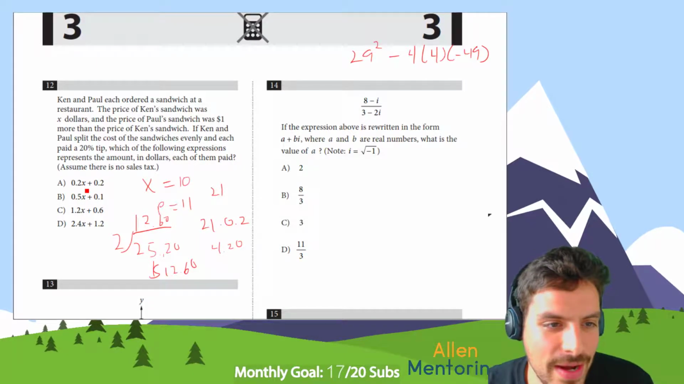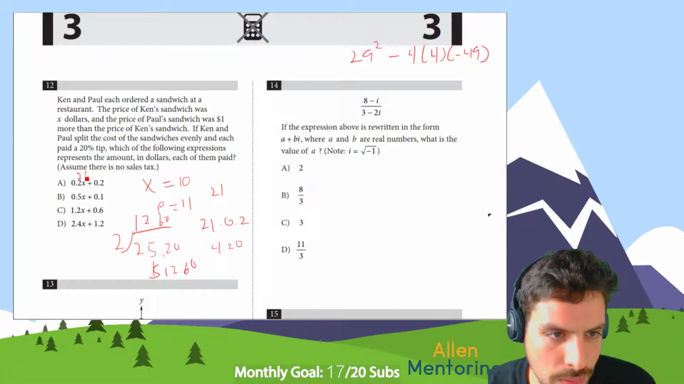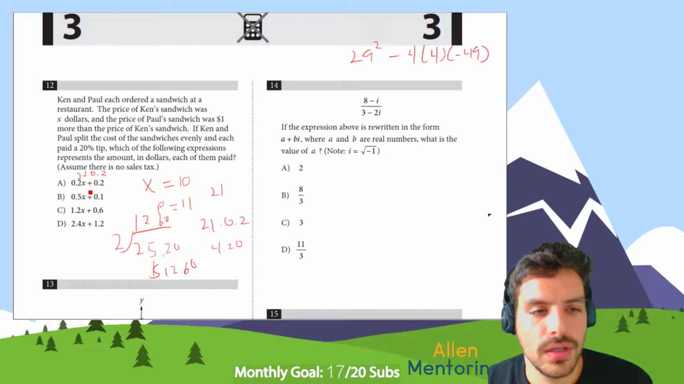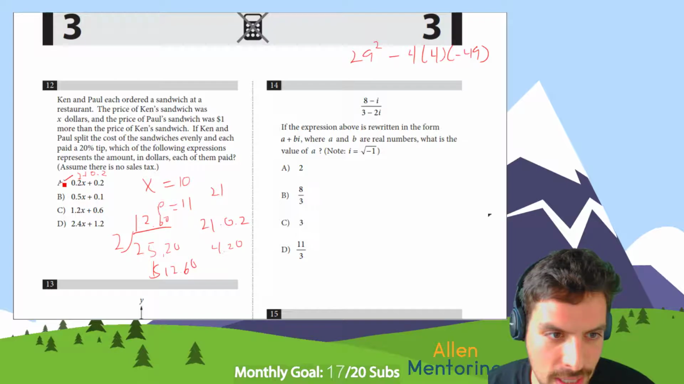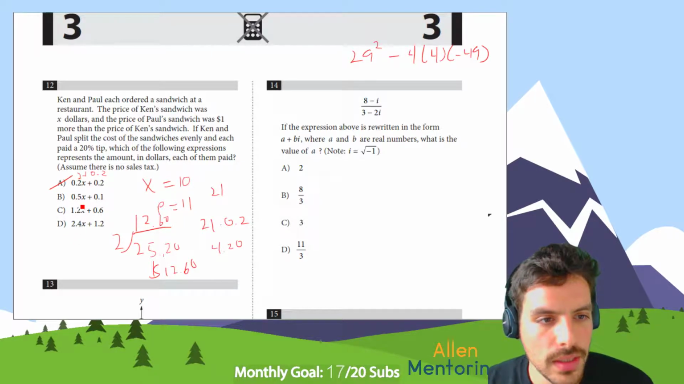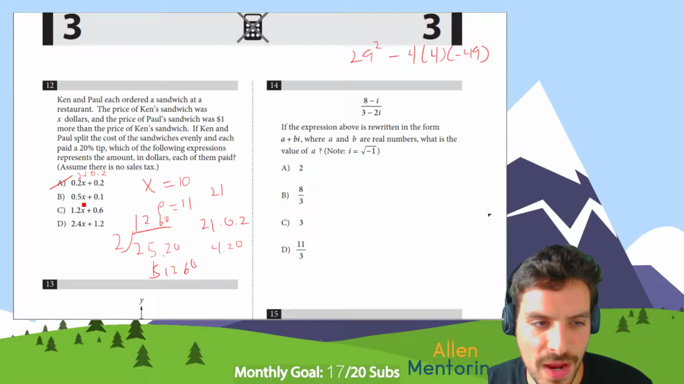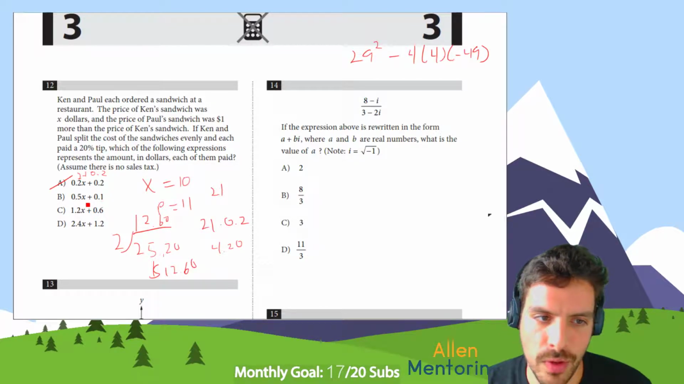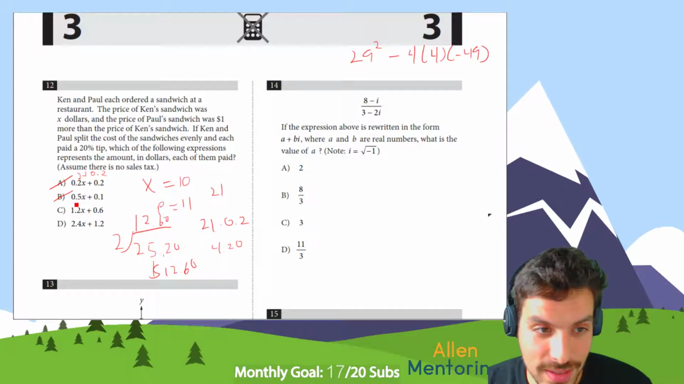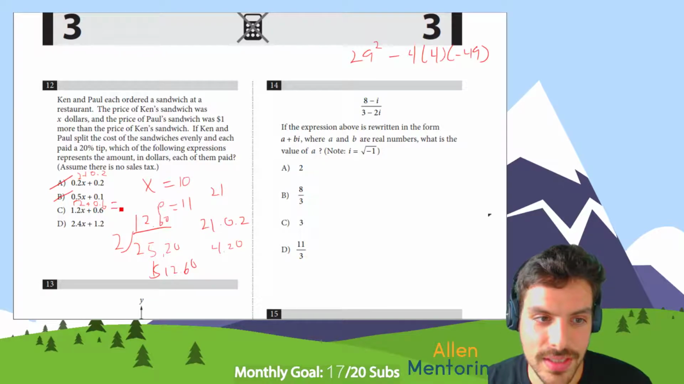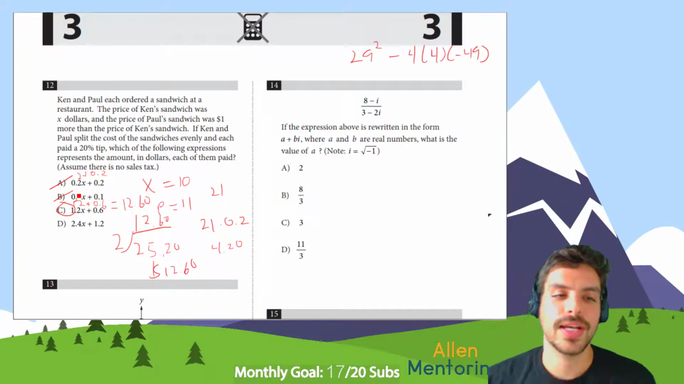If I plug in 10 for this X right here, 0.2 times 10 is 2 plus 0.2. That does not equal 12.60. We're looking for 12.60, so A is not correct. B, 10 times 0.5 is 5 plus 0.1, that's not 12.60. Now 1.2 times 10 is 12 plus 0.6 is equal to 12.60. Okay, so C is our correct answer.